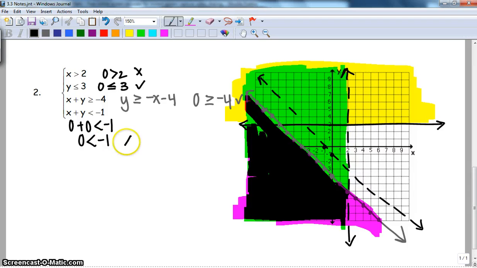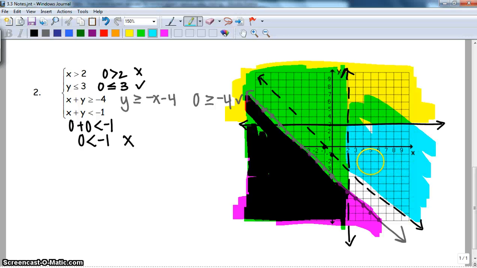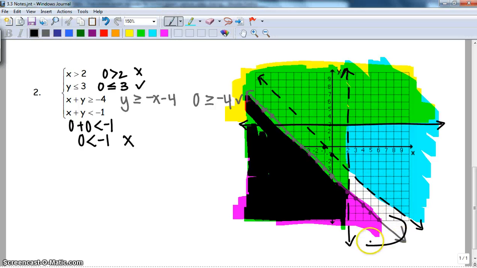That is false. Here is (0, 0). That means this is the false side. I shade false. So I am shading everything to the right of that line, or up and to the right, I should say. Which leaves you with just this little itty bitty tiny space left. And this right here is your solution, this white space.